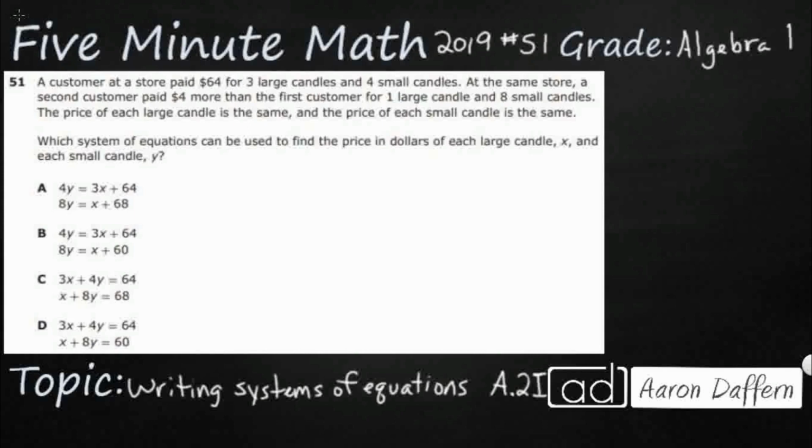So we're looking for a system of equations, that's simply two or more linear equations that use the same variables. So we've got a customer at a store that pays $64 for 3 large, 4 smalls. Same store, all right, so we use the same variables, that's important. $4 more than the first customer for 1 large, 8 smalls. The price of each large candle is the same. The price of each small candle is the same. All right, so it's the same variables, which means we can write a system of equations.